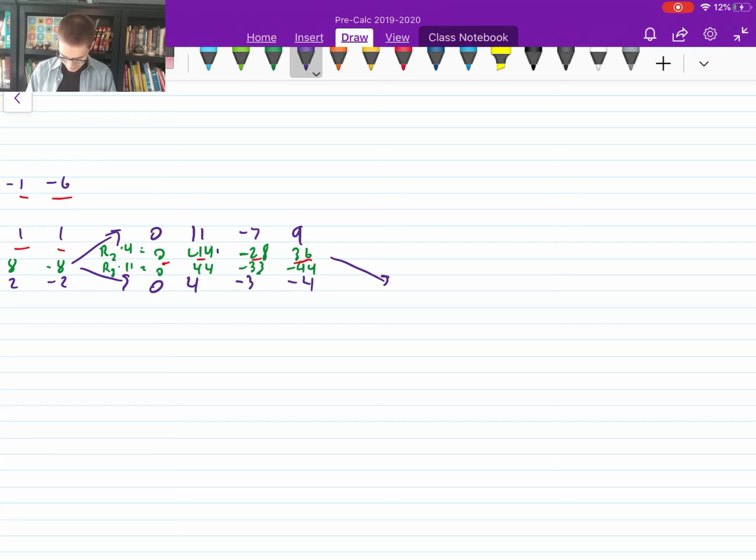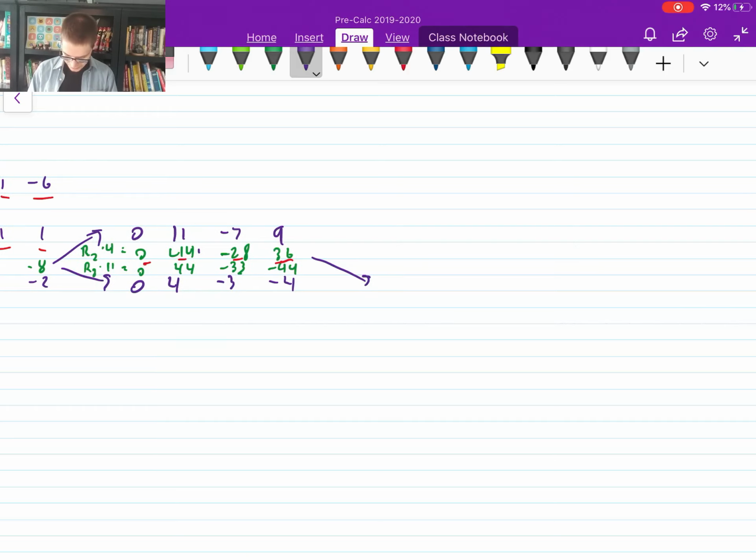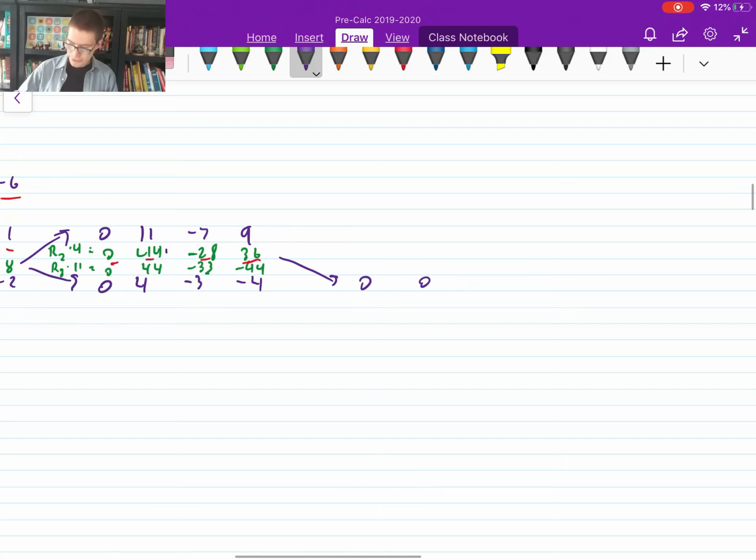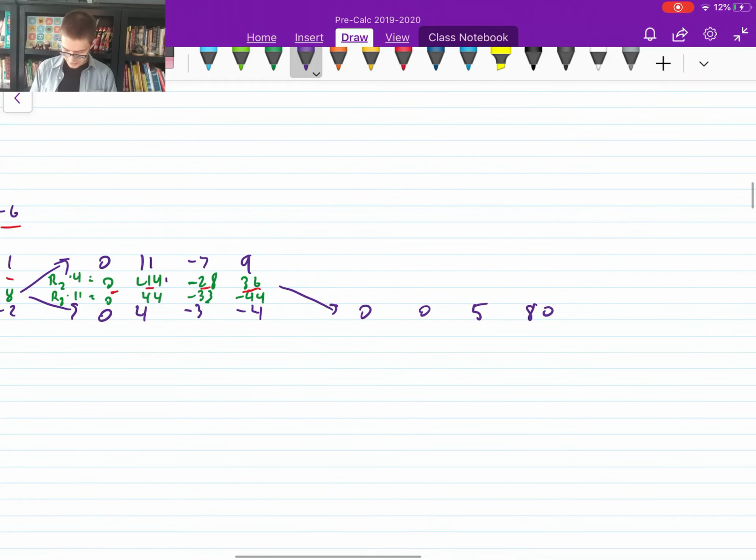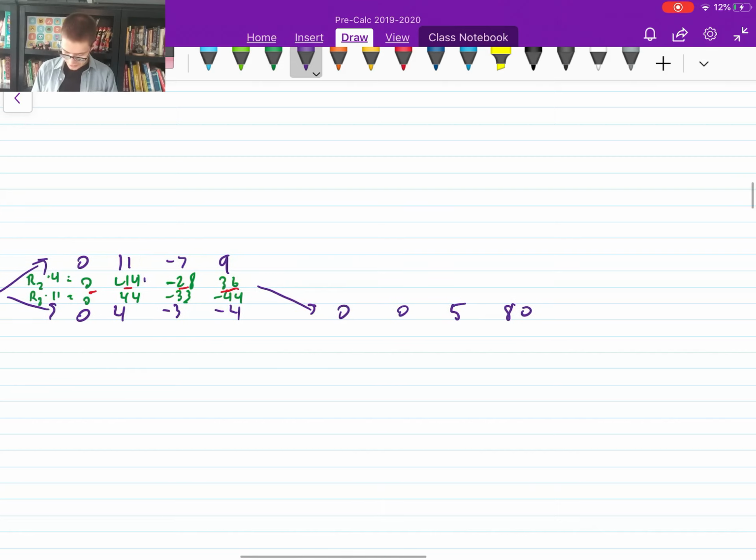So that will give us, let's see, 44 minus 44 is 0. 28 plus 33 should be 5. And then 36 plus 44 should be 80. Okay. That looks comforting. I like those numbers. So that's good. And then that is row echelon form, just about, as long as we get them all to be 1s.